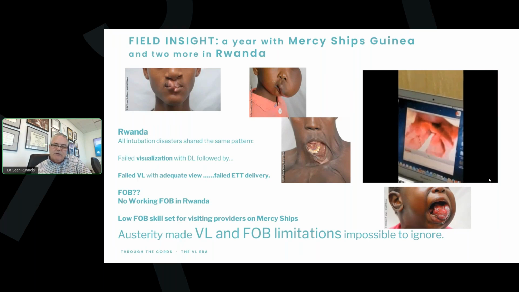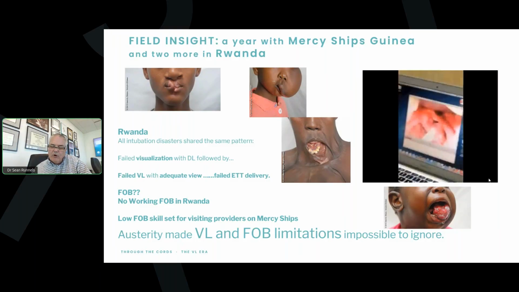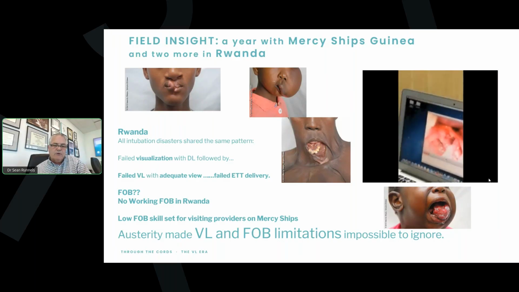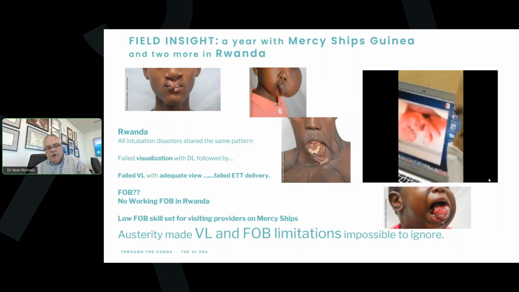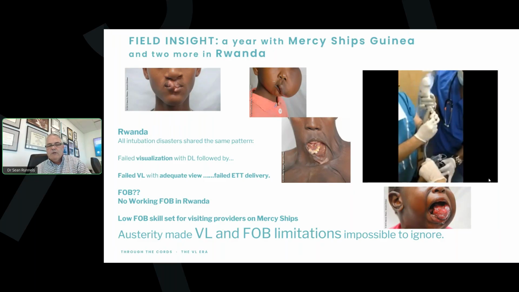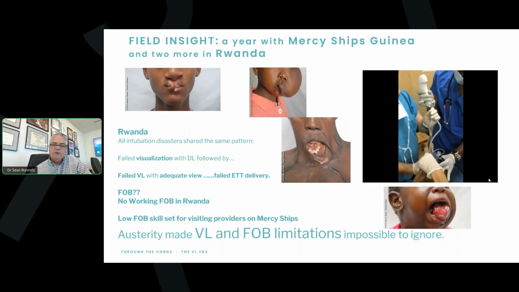And that's where I started to think about, why don't we have a purpose-built dynamic access tool? And that's when I started this project. So, austerity made VL and fiber optic bronch limitations impossible to ignore.